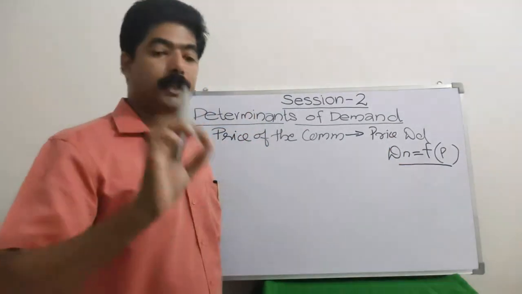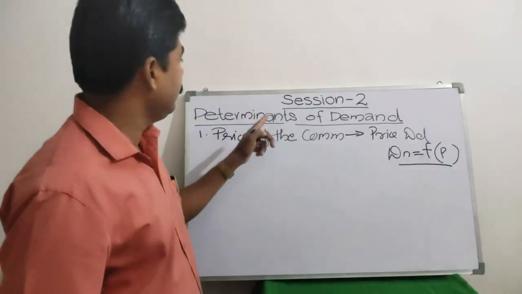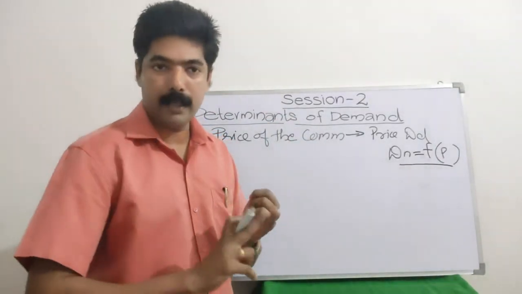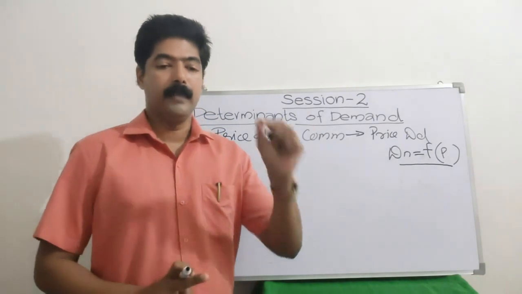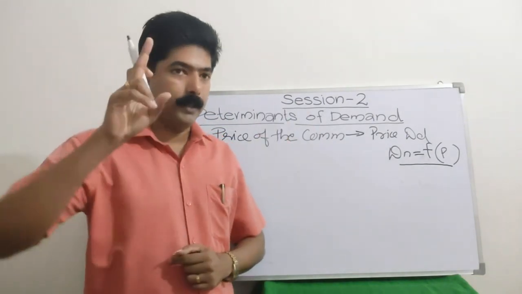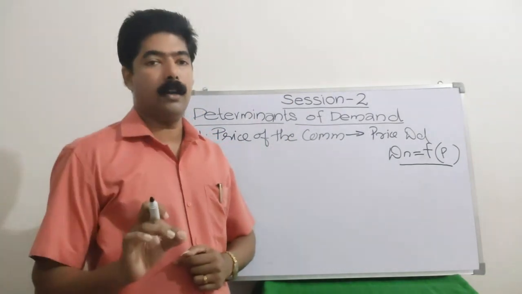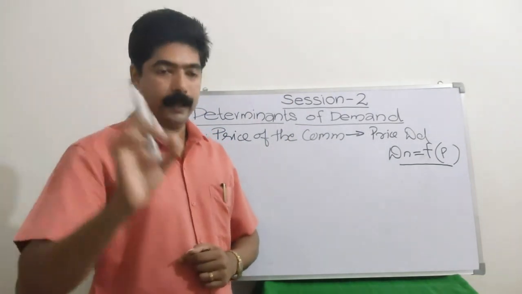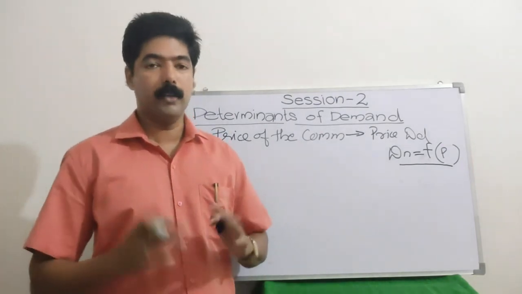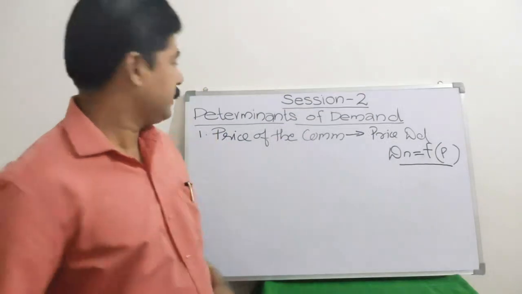So one of the important determinants affecting demand is the price of the commodity. And what type of relation do we have there? That is inverse relation. What is inverse relation? When the price of the commodity increases, quantity demanded of the commodity decreases, and vice versa. That relation is inverse relation. Is that clear? Now we move to the second determinant.